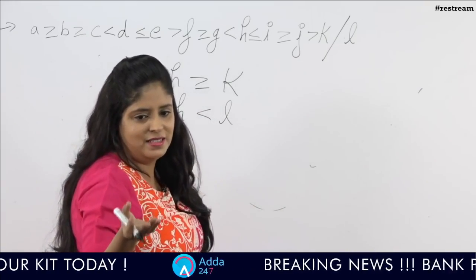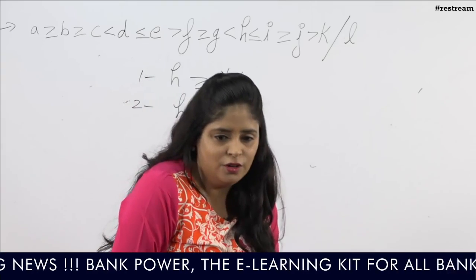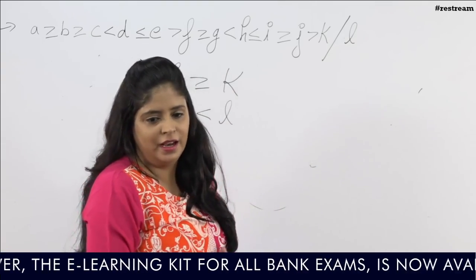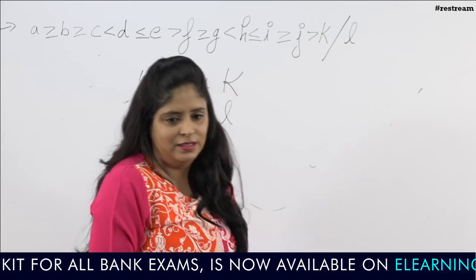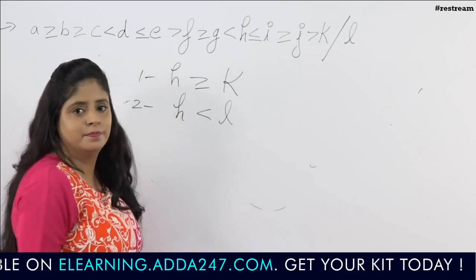Some of them are again saying neither nor, neither or, neither or. Some are saying either or will be wrong. Okay, either or is wrong. Okay, let's see this. H is greater or equal to K.